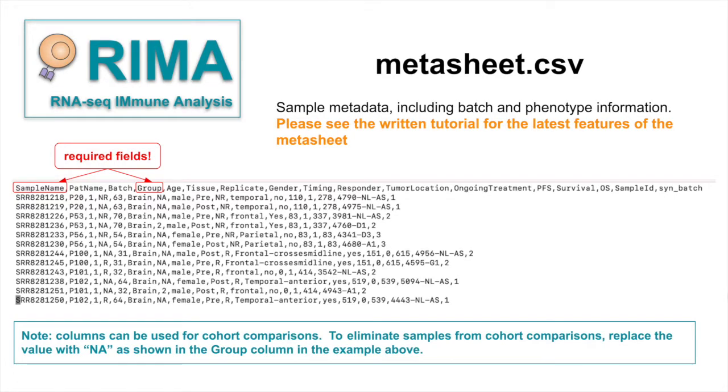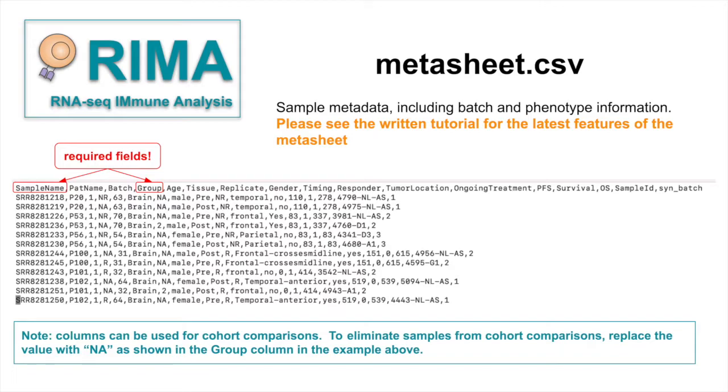We are continually improving RIMA. Please see the written tutorial for the latest information about the metasheet. The metasheet is a comma-separated file with rows for each sample and columns for phenotype information. The metasheet has two required columns, sample name and group. You can add any additional columns as needed.